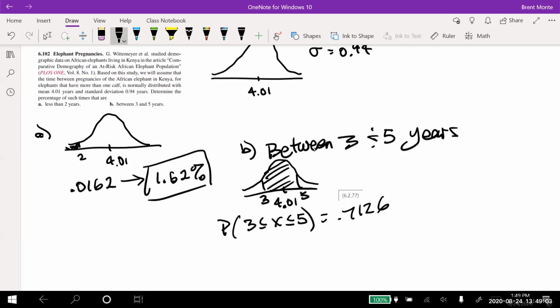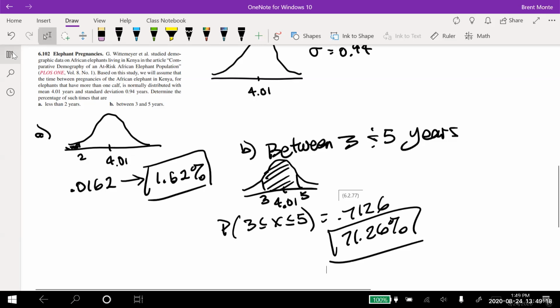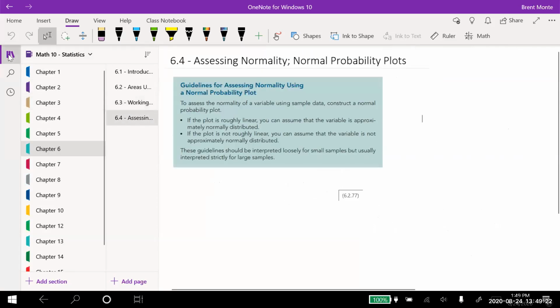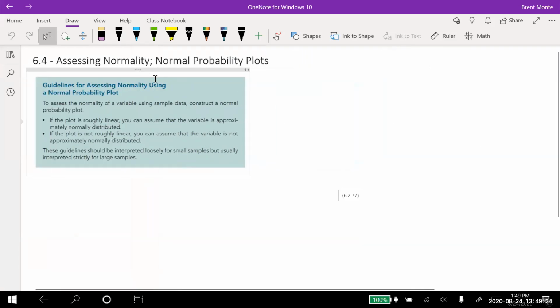Again, change it to a percentage, 71.26%. So pretty quick, you just have to understand what you're doing and how to get the answers. Okay, that's actually the end of that section. We had a couple examples there, so that was nice. Let's go into this next section, 6.4, and as you see, I've already put something there.